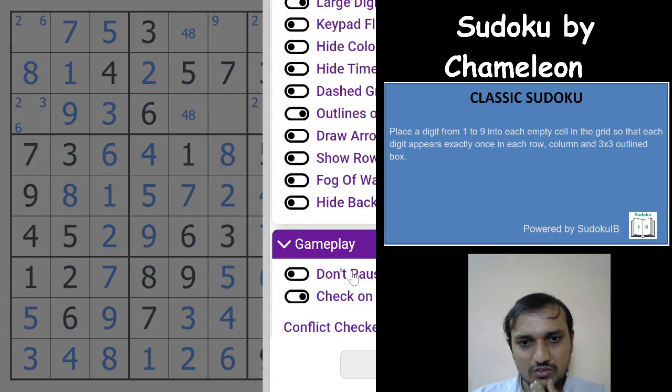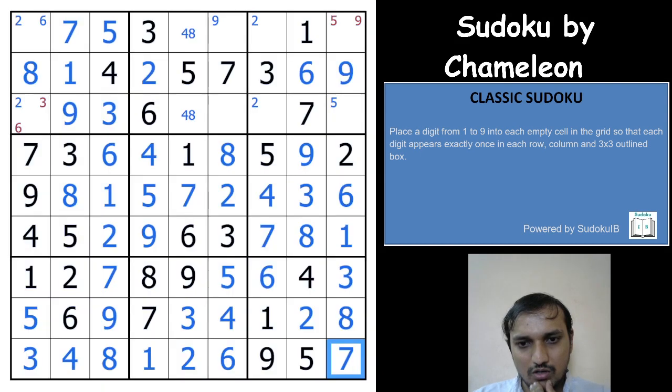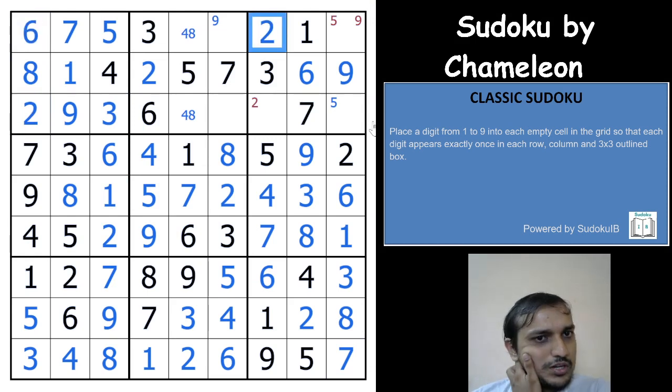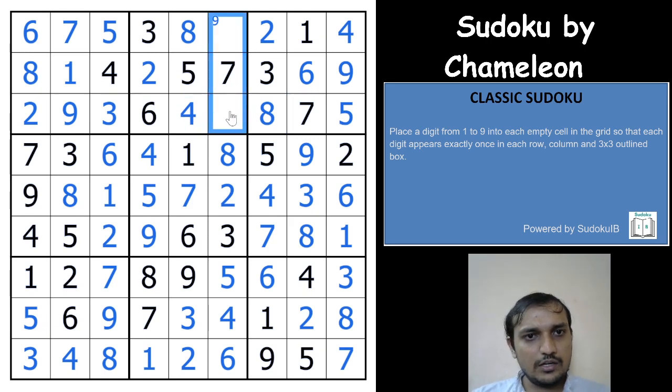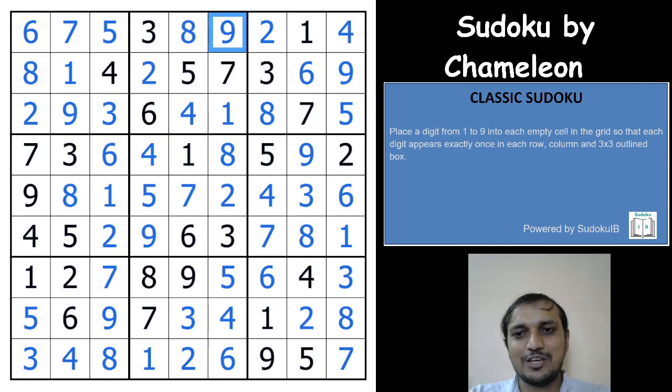I'm sure, I'm not wrong on this, yeah, of course. So 6 and 3, okay, this would have to be 2 and 6. That gives you a 2 here, a 5 here, 4 and 8 in any order. So this is 4 8, 8 and 4, and you have 1 and 9, right? So this is 1 and this is 9, and with that we complete this gorgeous Sudoku by Chameleon.